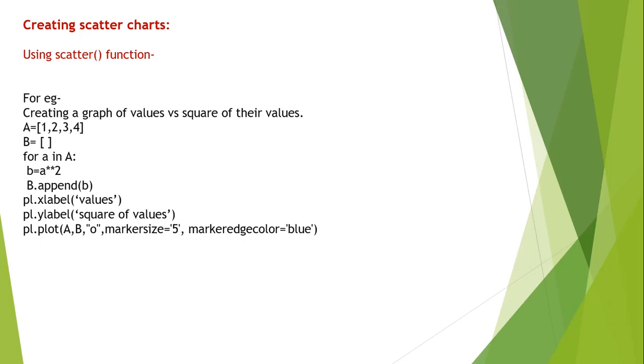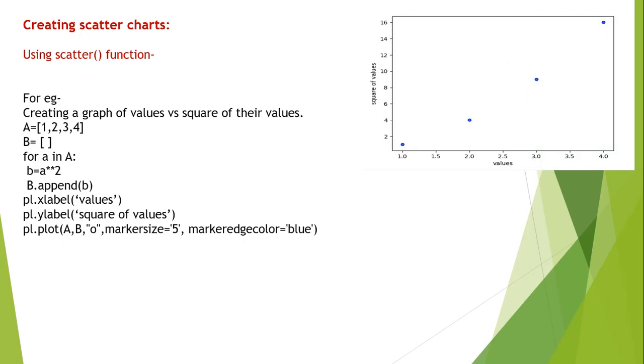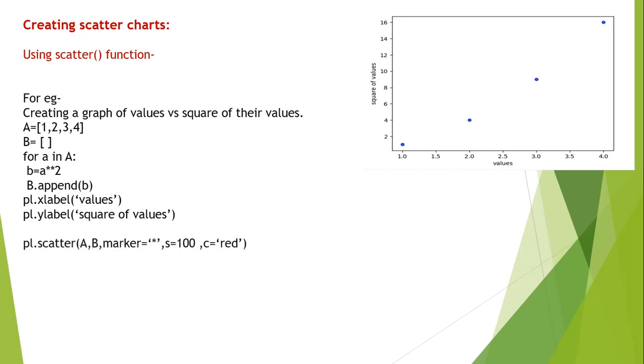Okay, now let's see if we are going to remove this pl.plot. Let's see first the previous output which we were having. This was the previous output. Okay, with the help of that pl.plot, marker size equals 5, marker edge color equals blue. Okay, we were using the plot function there, and this was the output. Now if we remove this line pl.plot, it is to be replaced with this line: pl.scatter(a, b, marker equals asterisk, s equals 100, c equals red).